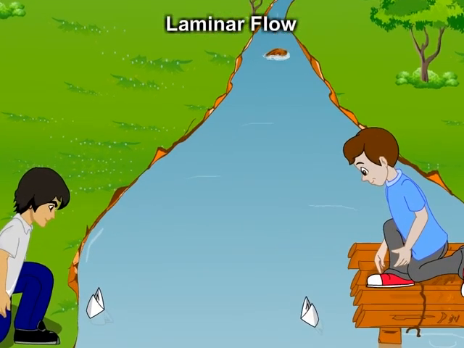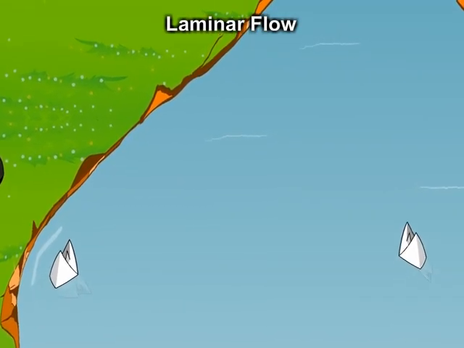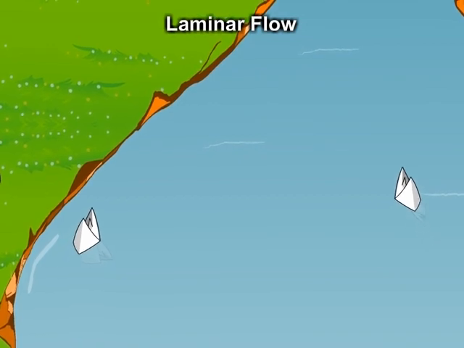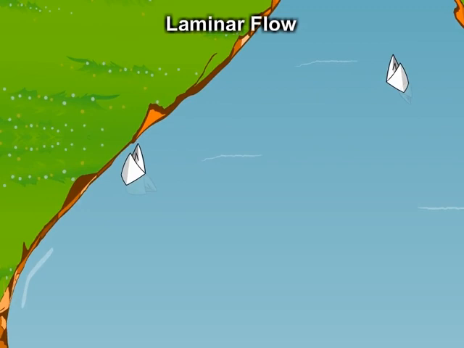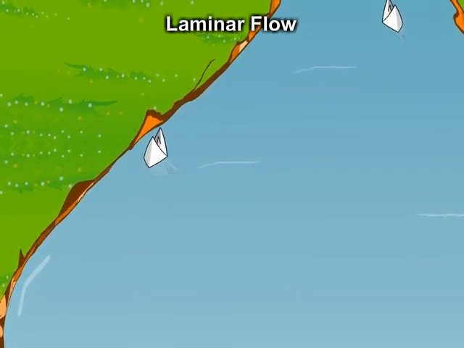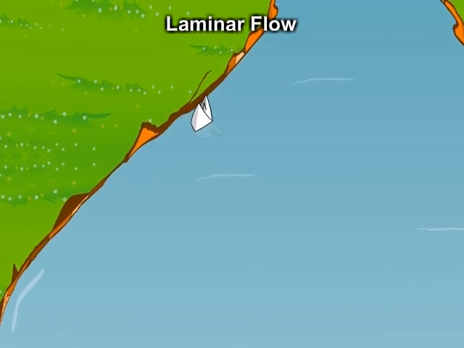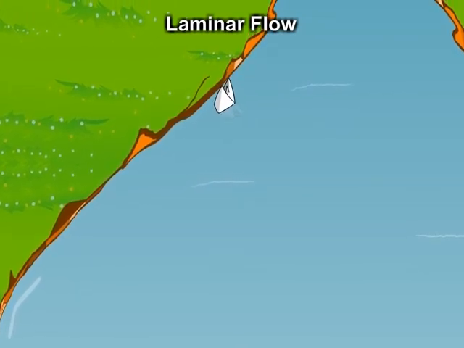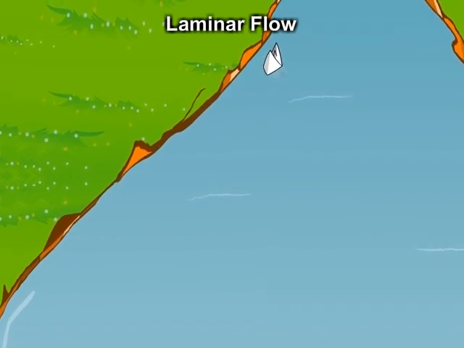Here, two boats are dropped in the river simultaneously at different places. The boat dropped in the middle of the river flows much faster than the boat dropped at the edge of the river. This happens because the velocity of river water in the middle is more than the velocity of river water at the edge.